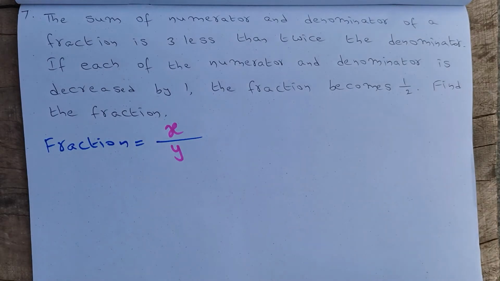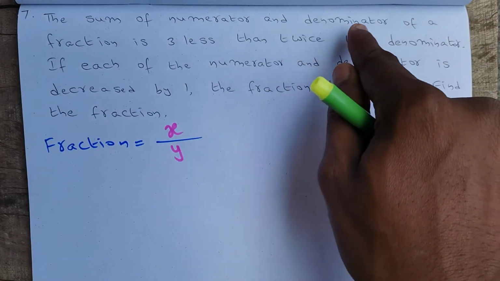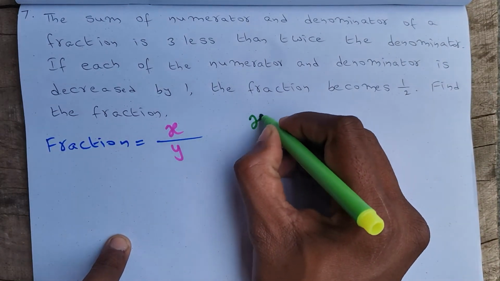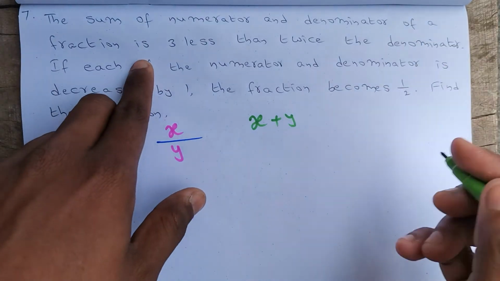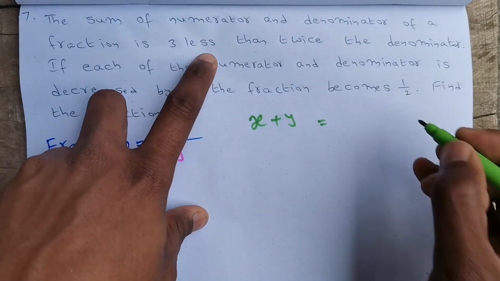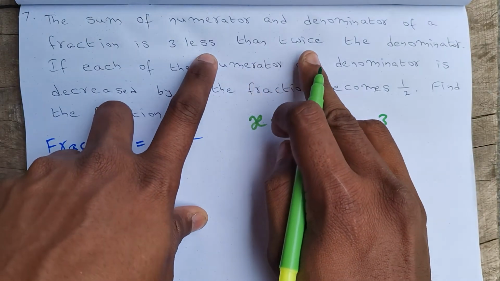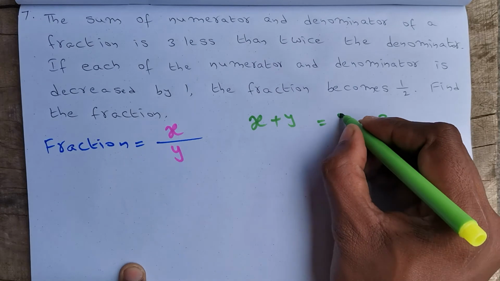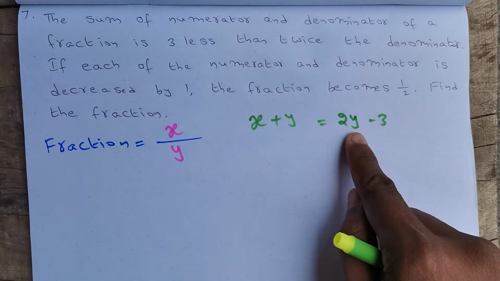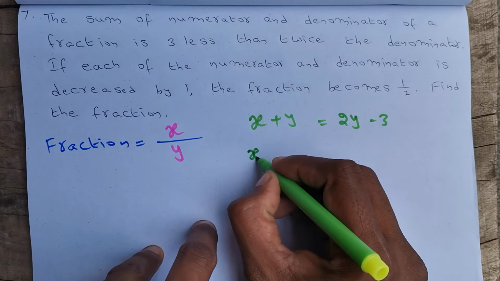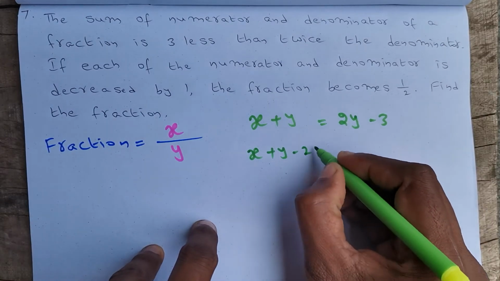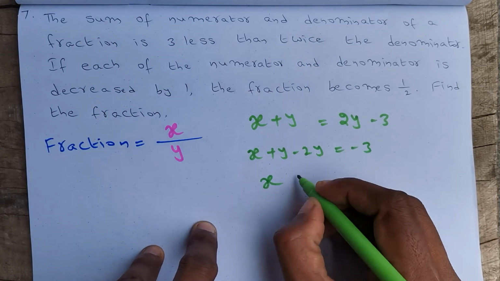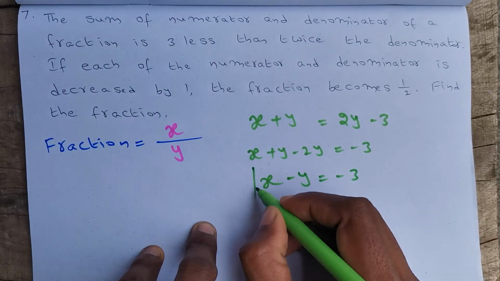Okay, what did he say then? The sum of numerator and denominator. These two, numerator and denominator, addition: x plus y is 3 less, minus 3, than twice the denominator. Here denominator is y, so twice, 2y. So this plus 2y I will take to the left side. Then we get x plus y minus 2y is equal to minus 3. So x minus y is equal to minus 3. This is equation number 1.